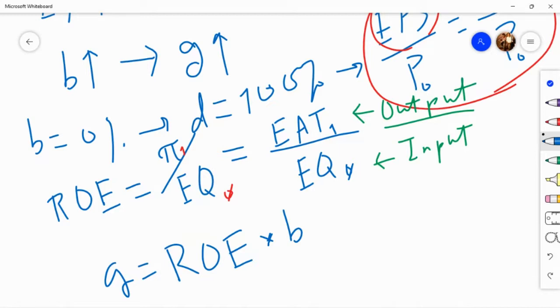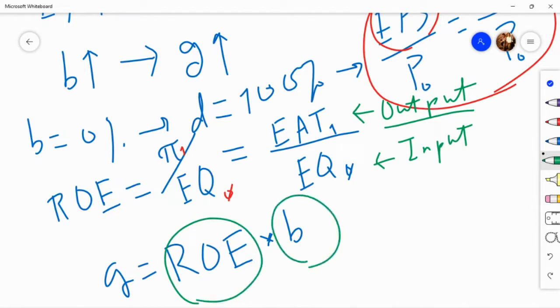It's a common, once again, borrowing from the concepts of the set theory, right? It's an intersection of these two rates, right? Growth rate is the intersection. They have to work together. Return on equity and plowback ratio must work together.